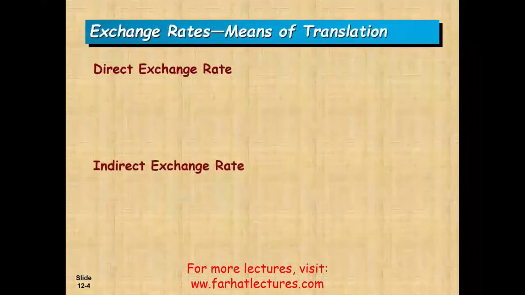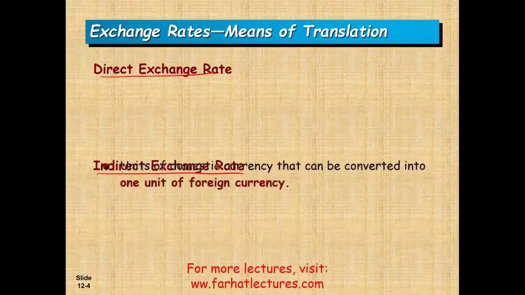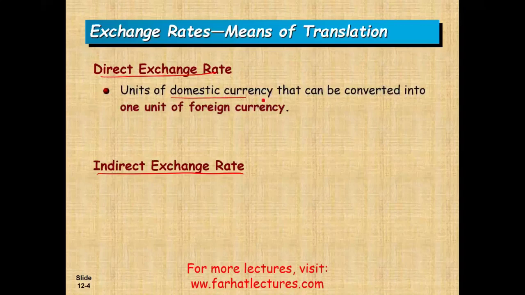Basic terminology you need to be aware of when you are dealing with foreign currency translation is something called the direct exchange rate and the indirect exchange rate. They're basically the same thing depending on how the information is given to you. You need to know the difference. So what is a direct exchange rate? Okay, it's the units of domestic currency, and again, we are the US, domestic currency that can be converted into one unit of foreign currency.